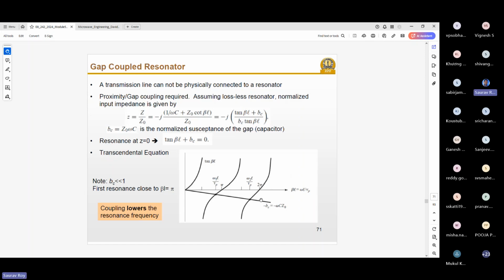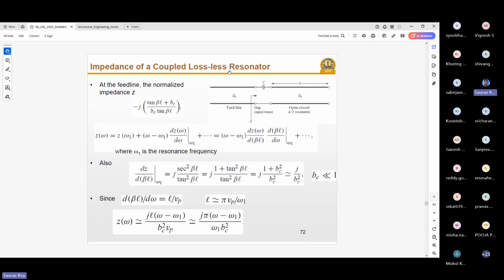So if you want to analyze this section, it looks like this: you have a feed line, you have a gap which is replaced by an equivalent capacitor, and you have a length of lambda by 2 microstrip line section. So first you have to calculate Z, the input impedance looking into the other section.